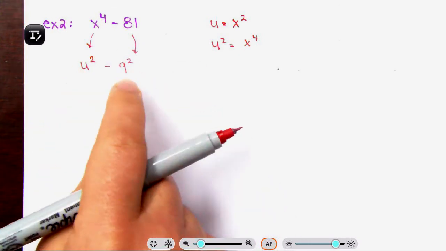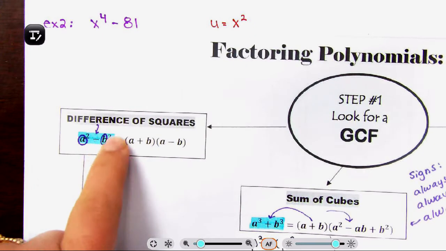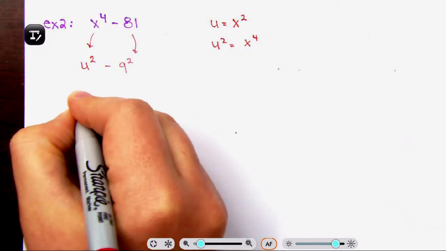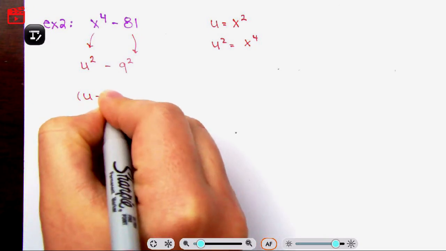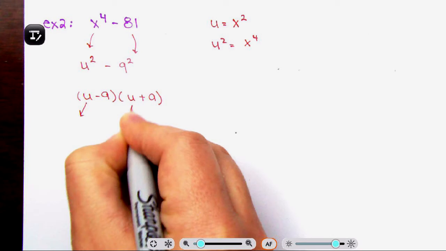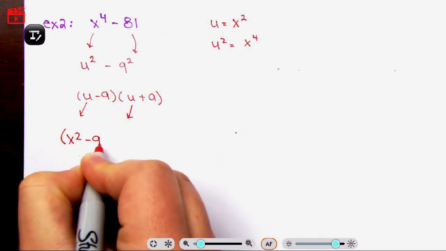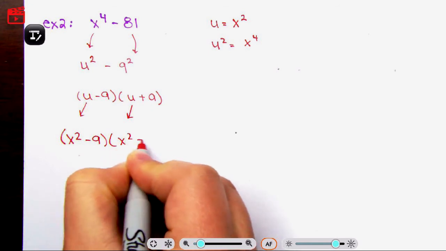So then this right here is two terms with a minus in between. That means I have a difference of squares. So I have u minus 9 and I have u plus 9. Again, reintroduce whatever u was. U is x squared, so x squared minus 9, x squared plus 9.